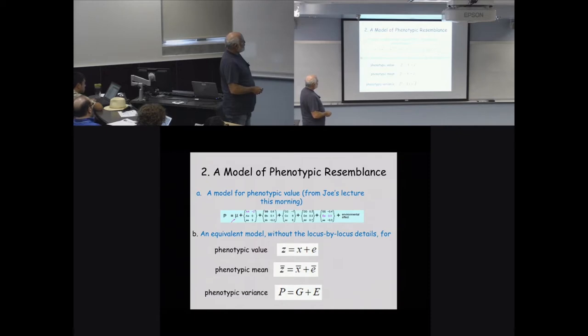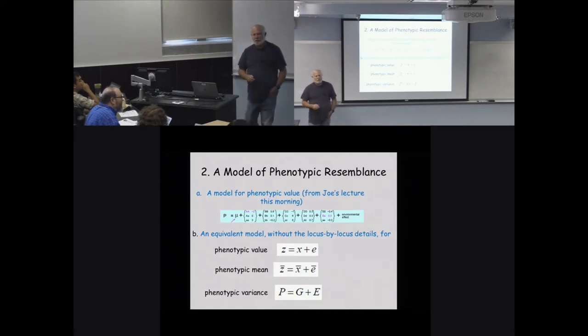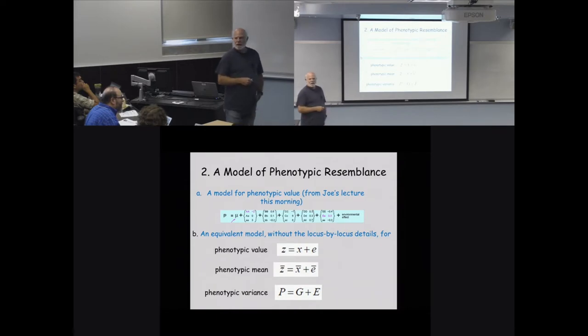So note the change in notation. What Joe called P, for phenotypic value, we're going to call Z, following Lande. P is going to mean the phenotypic variance of the trait. G is going to mean the additive genetic variance of the trait. And E is going to be the environmental variance for the trait. So G is a variance. What is it a variance of? Breeding value. Okay.